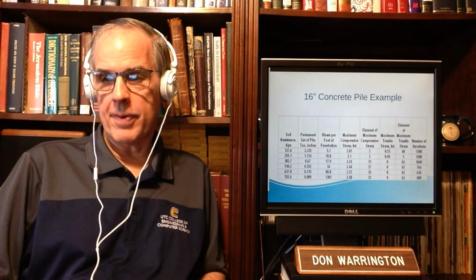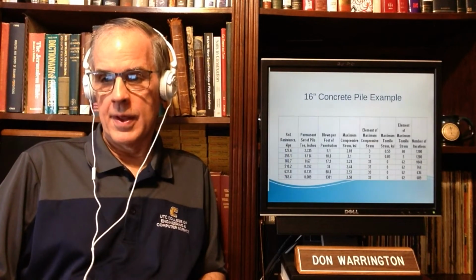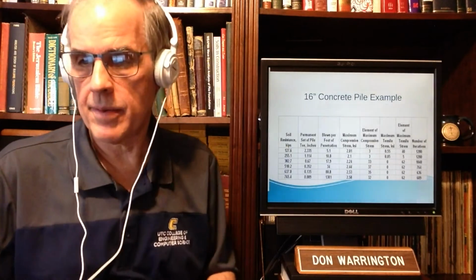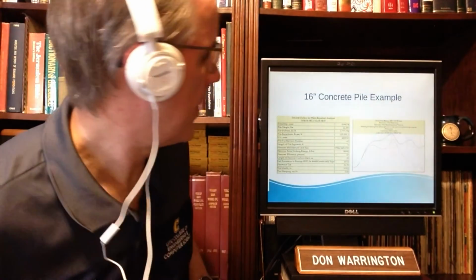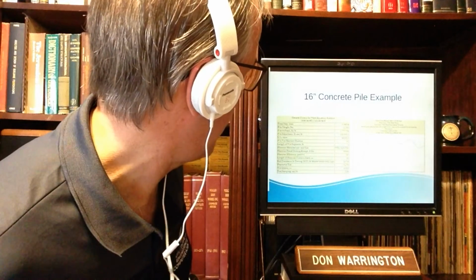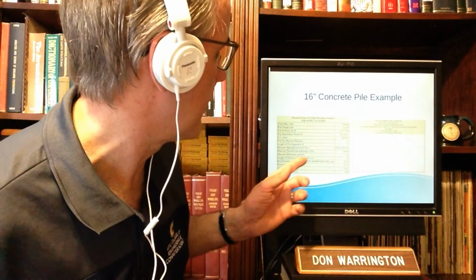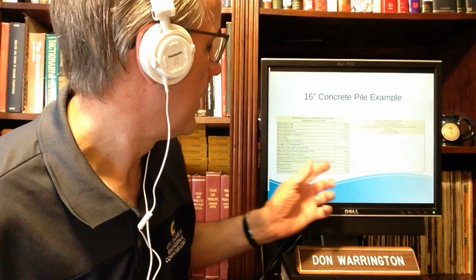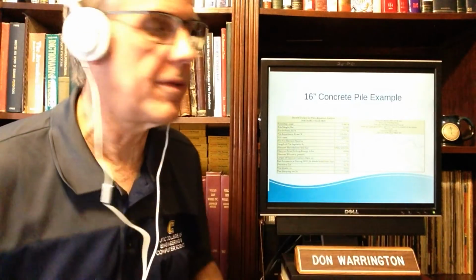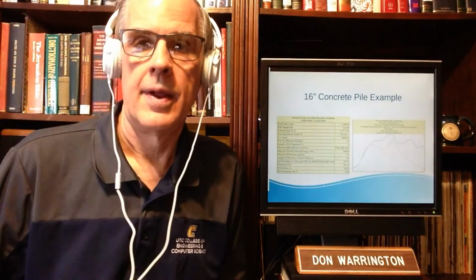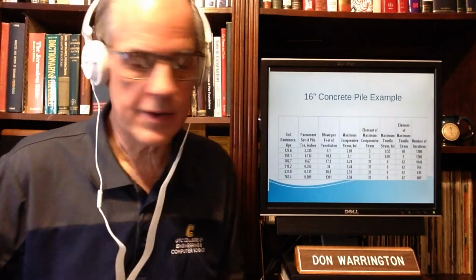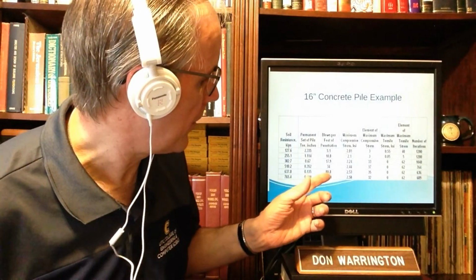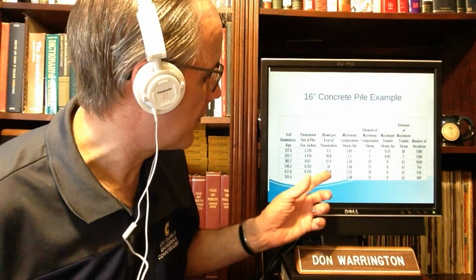The 16-inch concrete pile example. Let me back up. The reference capacity, the soil resistance, the SRD, is in kips at 637.8, and 637.8 is the point at which you want the blows per foot of penetration.